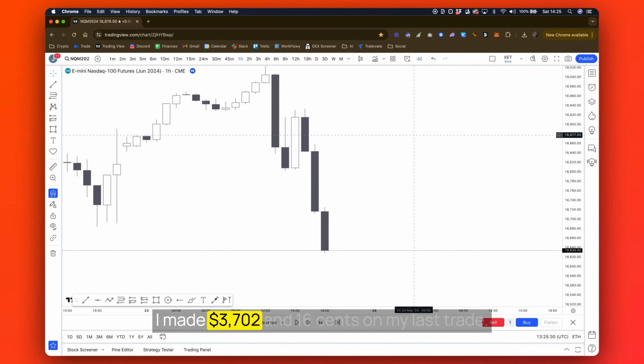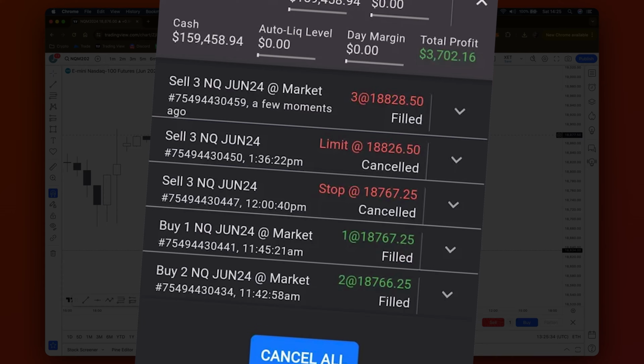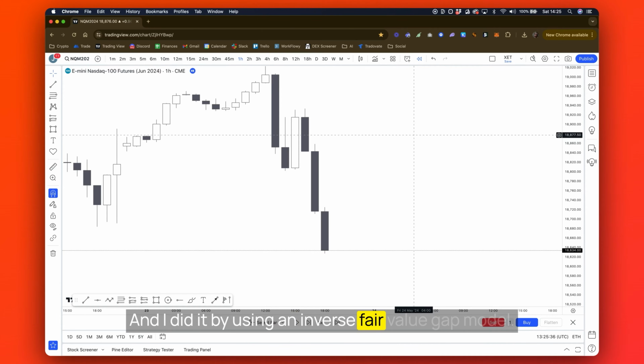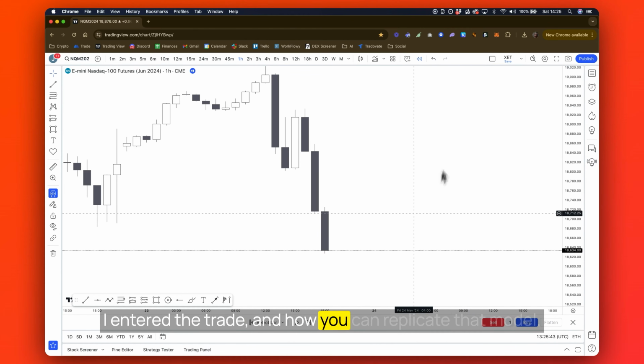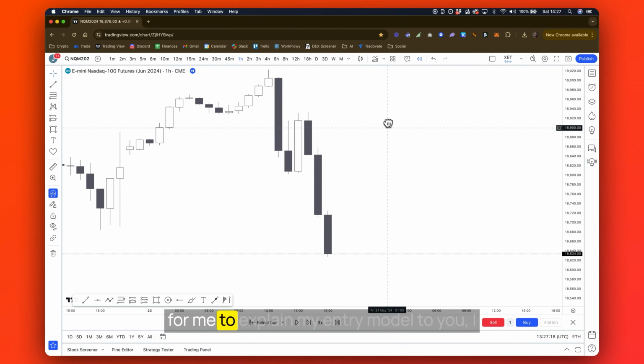I made $3,702.16 on my last trade, and I did it by using an inverse fair value gap model. In this video, I'm going to show you exactly how I did that, how I entered the trade, and how you can replicate that model.